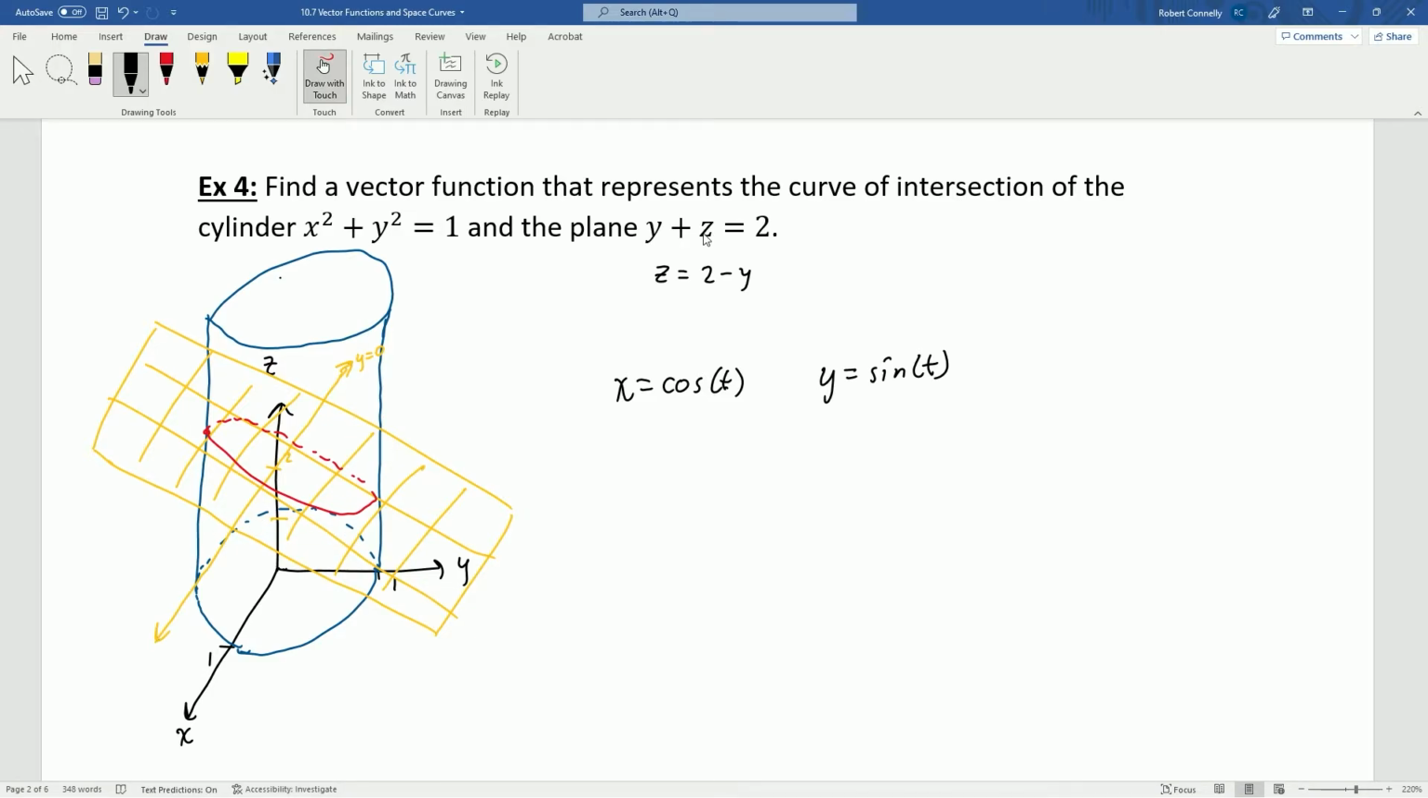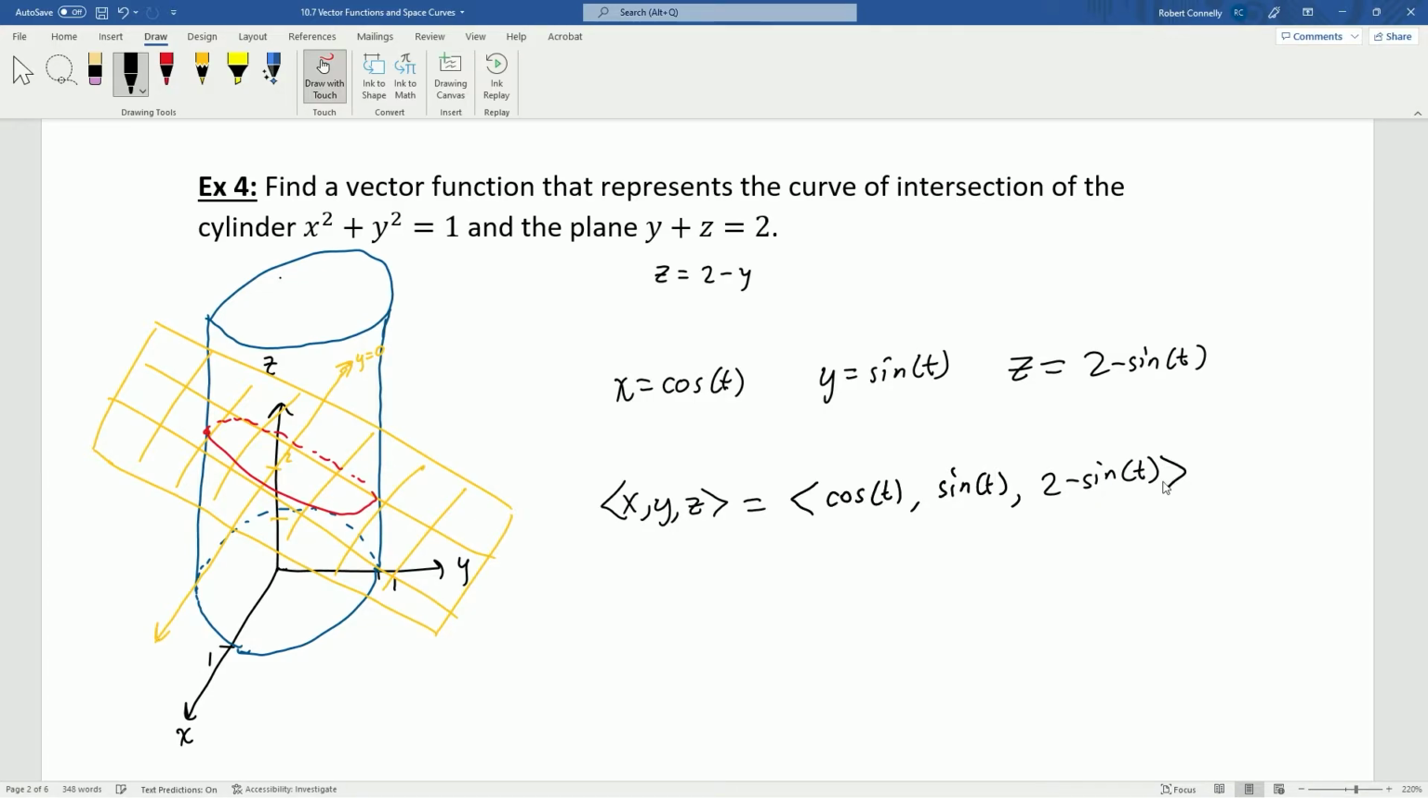So now we just need to deal with z, but that's pretty easy because z is equal to 2 minus y, so z is equal to 2 minus sine of t. So x, y, z is the vector cosine of t, sine of t, and 2 minus sine of t.